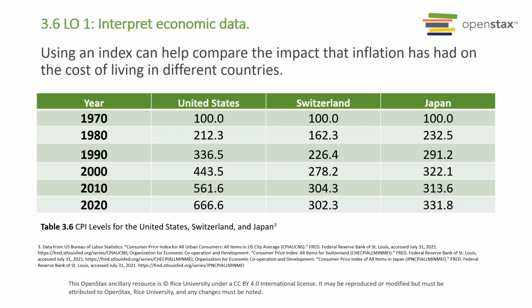Using an index can help compare the impact that inflation has had on the cost of living in different countries. Here we see the base year is 1970 because the US, Switzerland, and Japan are all starting off at 100. We can then see how things have changed over the past 50 years.